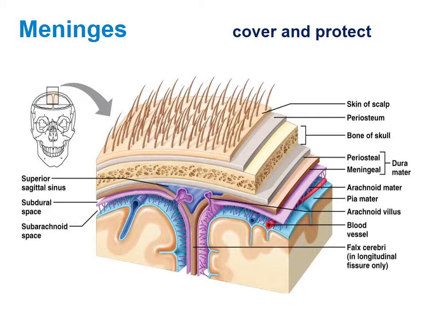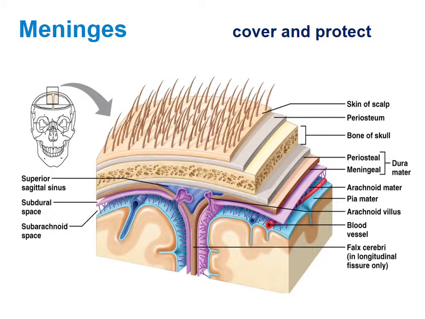Dura mater, the most superficial tissue that's somewhat tough and bound to the periosteum of the bones in the cranial cavity. Subdural space: this is a potential space that shows up with cranial trauma, not typically visible.